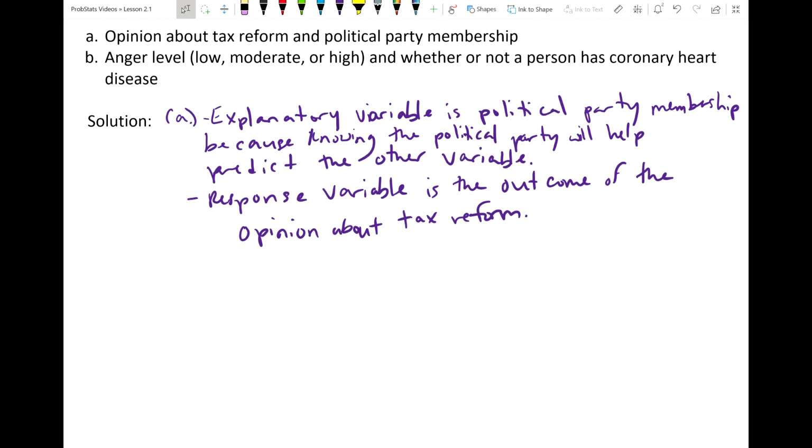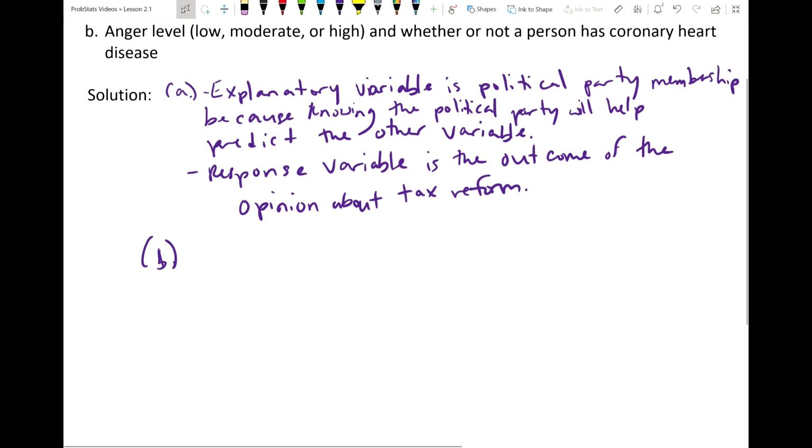All right. So for part B, they're talking about anger level, low, moderate, or high, and whether or not a person has coronary heart disease. In this case, the explanatory variable would be the anger level, because it might explain whether or not someone develops coronary heart disease. We don't know if it actually does explain it, if there's an association, but if we were to study this, then the anger level would be the explanatory variable.